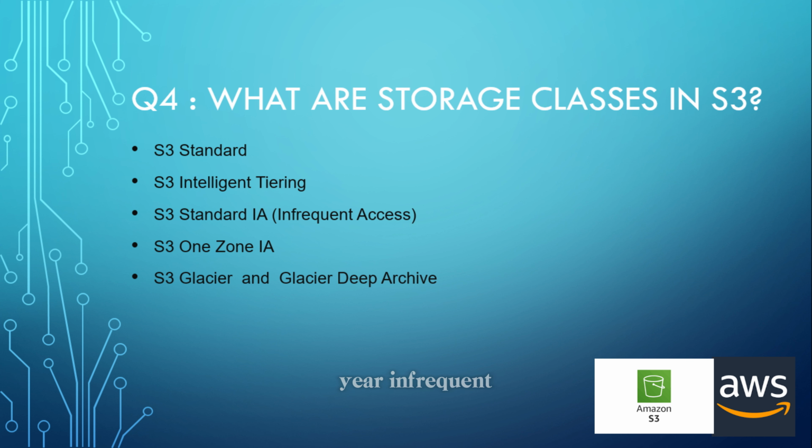S3 Standard IA, Infrequent Access. It is suitable for data that is less frequently accessed, but requires rapid access when needed. S3 One Zone IA. It is like standard infrequent access but stored in a single availability zone, offering lower costs with less redundancy. S3 Glacier and Glacier Deep Archive. For long-term cold storage for archiving data with lower retrieval frequency.